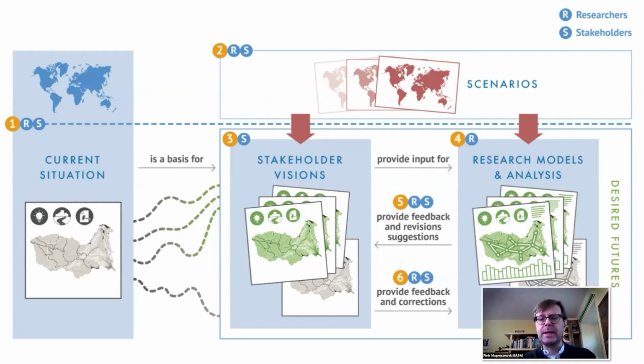So for example, in many countries, agriculture is a huge water user, and with modeling optimization, we might find interesting alternative water allocation schemes. However, politically, it may be very difficult in a given country. So the stakeholder visions can take into account these different institutional and political realities, which may still be quite difficult to capture in the research models.